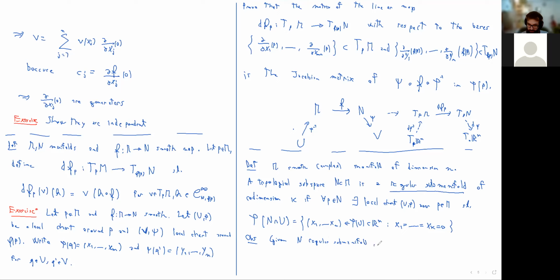Regular submanifold. Then for every P in N, there exists a neighborhood U of P and a smooth F from U to Rk such that N intersected U is the set of all Q in U such that f of Q is equal to 0, and the differential is surjective at every such Q.